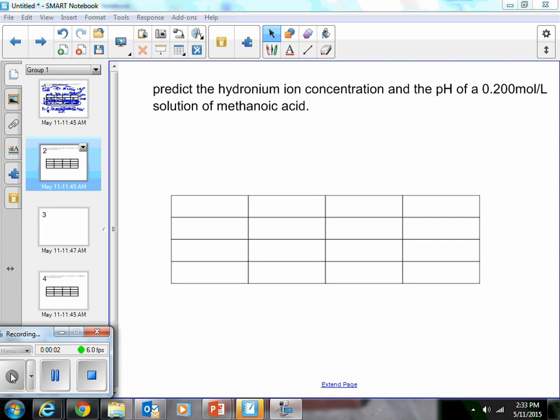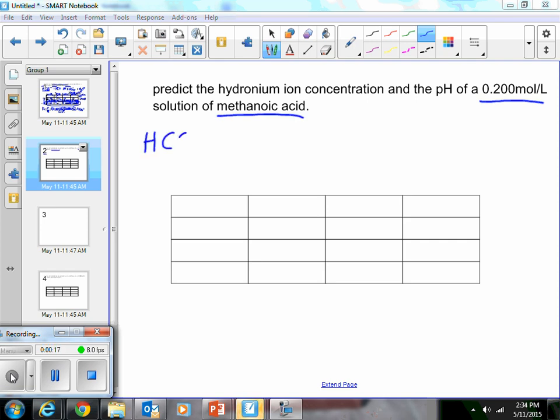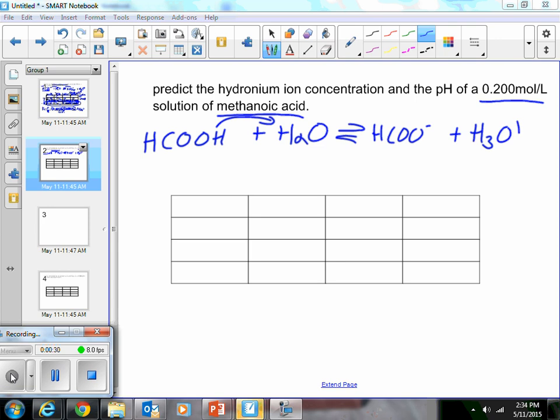So for this question, we're given a little bit less information than we had in the previous example. The only information that I have is my initial concentration of the weak acid. For this particular example, we're looking at methanoic acid. So the formula for methanoic acid is HCOOH. And when it reacts with water, we transfer a hydrogen. So we're left with HCOO- and hydronium.